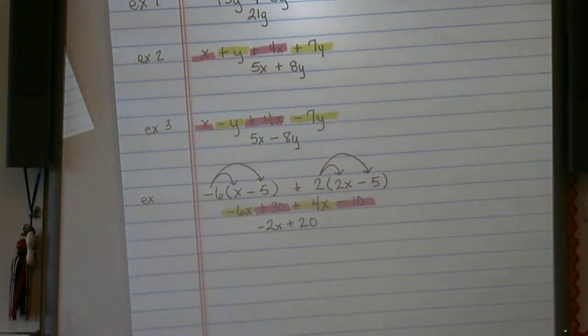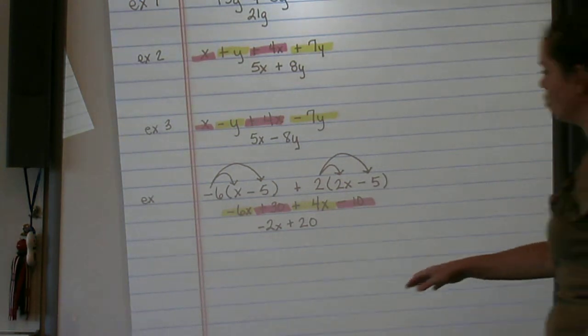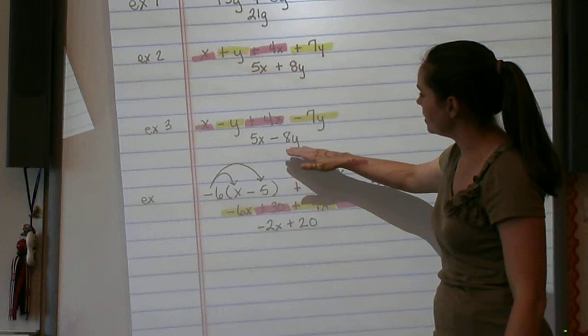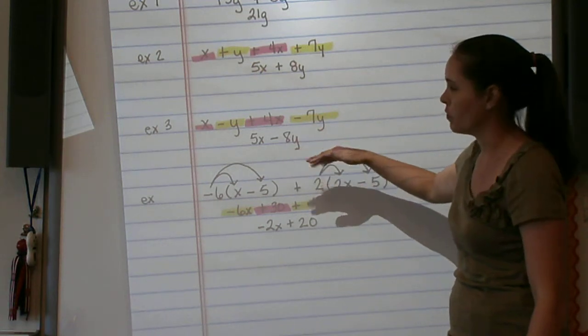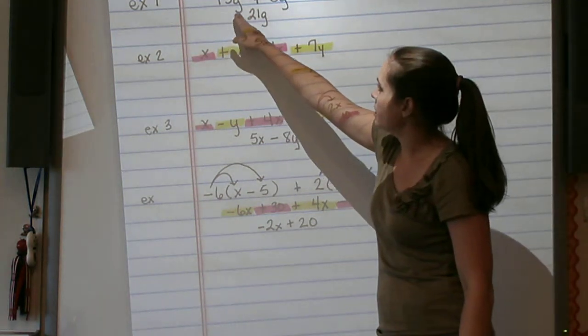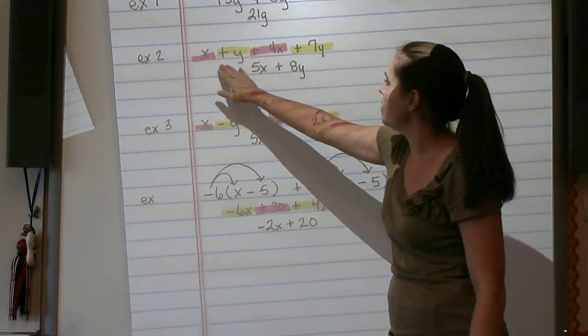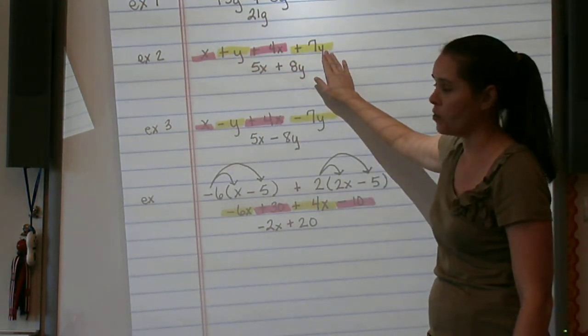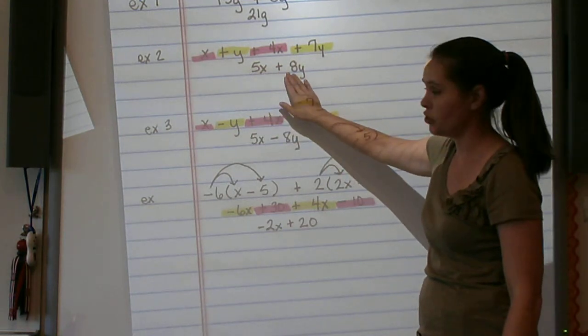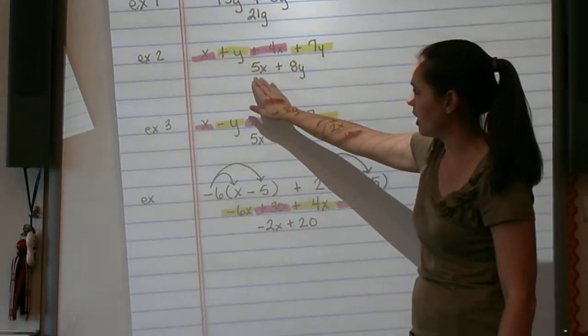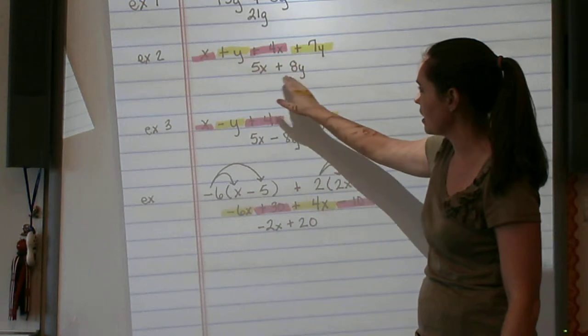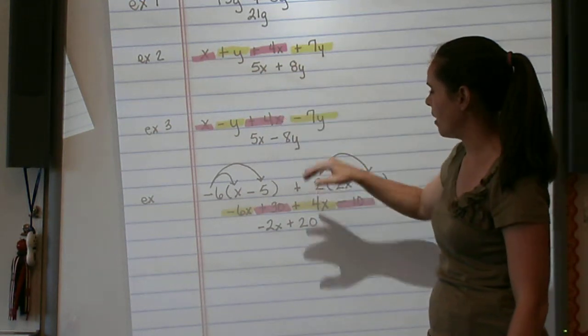So when we're working with simplifying, we want to make sure that we simplify it down till there's no more like terms. So here we had 2 terms, we simplified it to 1. In this one we had 4 terms, and we were only able to simplify it down to 2 terms because now they're unlike. We have a 5 with a variable x and an 8 with a variable y.